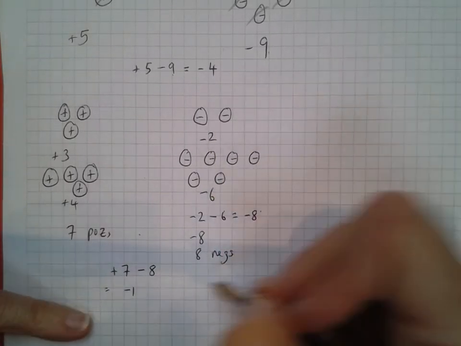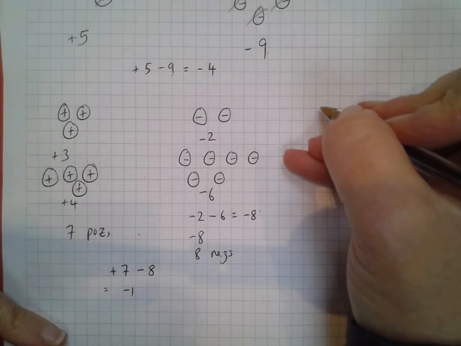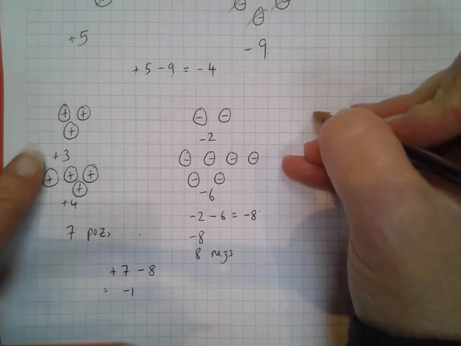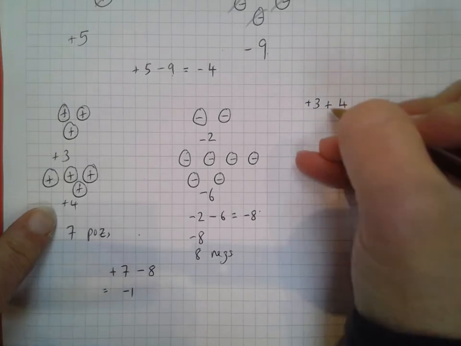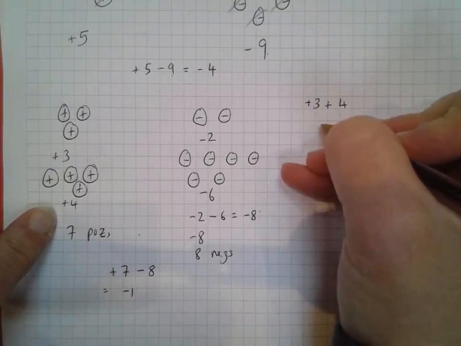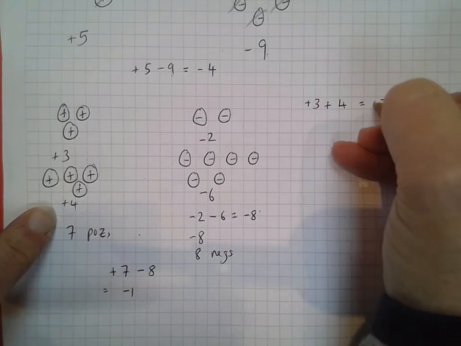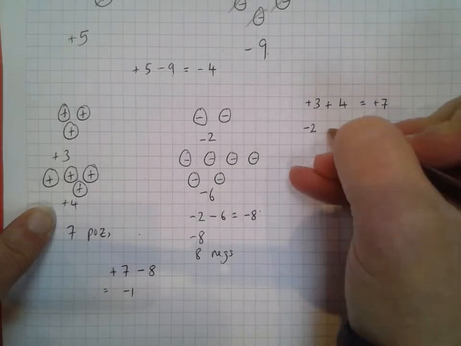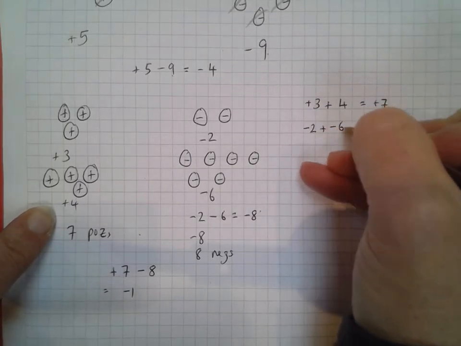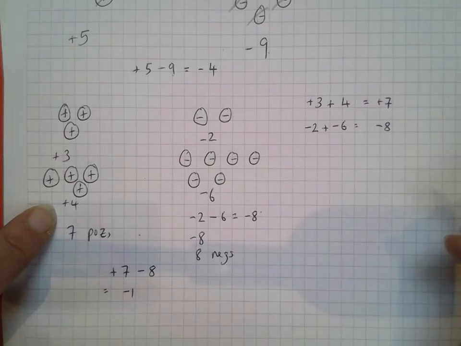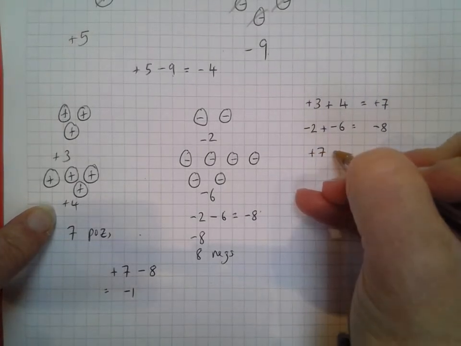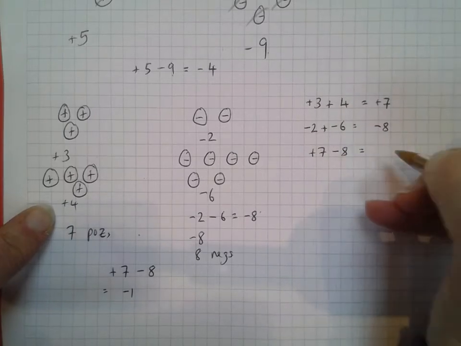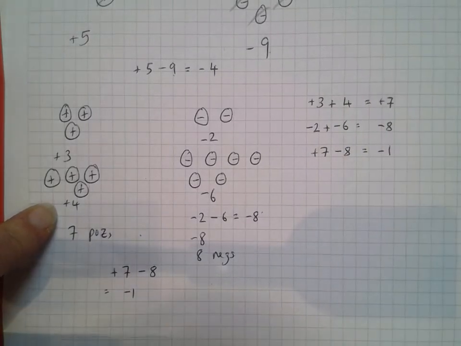How would we write that in maths? What we have is positive 3 plus 4, another positive 4, gives me positive 7. Negative 2 plus negative 6 equals negative 8. And then positive 7, negative 8, when they meet each other, the answer is negative 1.